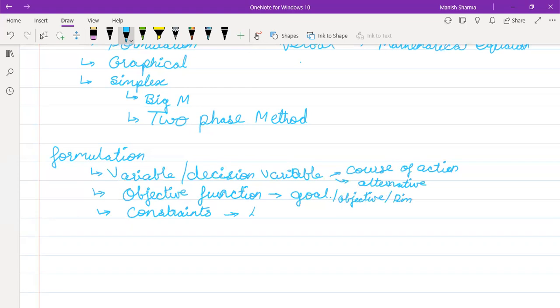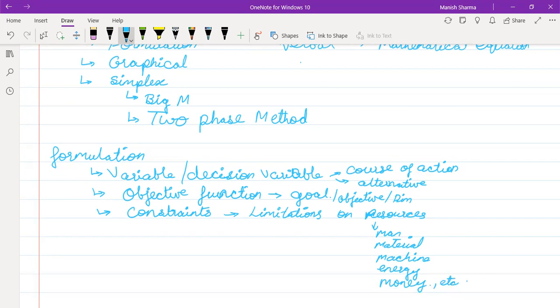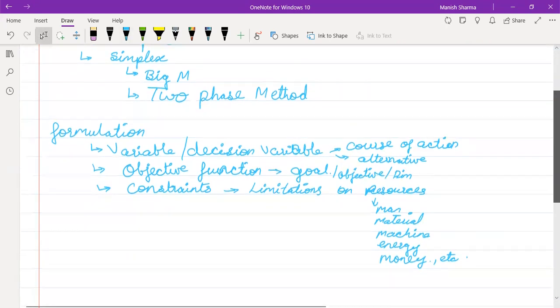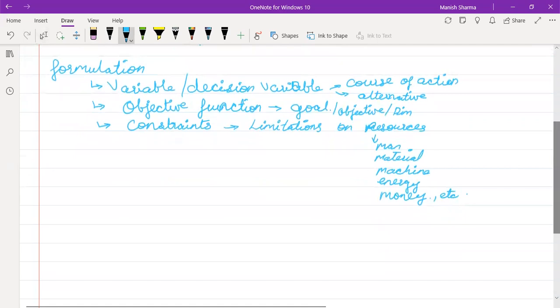And the constraints are the limitations on resources such as man, material, machine, energy, or money, etc. It can be anything. So we need to convert our equations such that they have the essence of what are limiting materials. Based on those limiting materials, what are the courses of action available to us and how can we achieve the objective function. Okay. So this is known as linear programming problem.